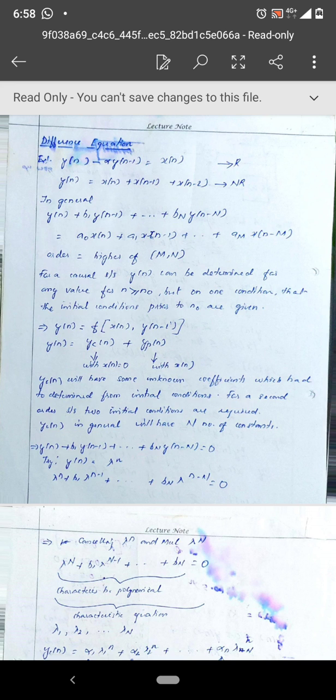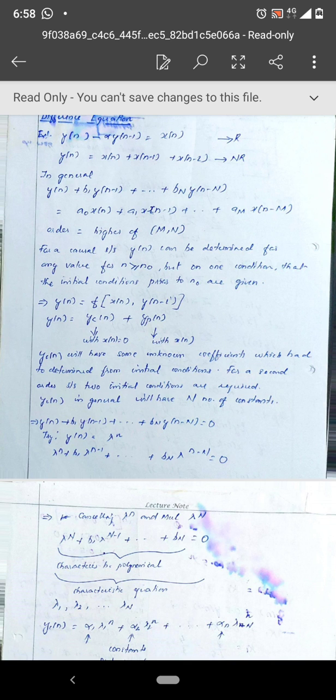In the first two lines itself, we can see two equations. The first is y of n minus alpha into y of n minus 1 equal to x of n, and the next equation is y of n equal to x of n plus x of n minus 1 plus x of n minus 2.